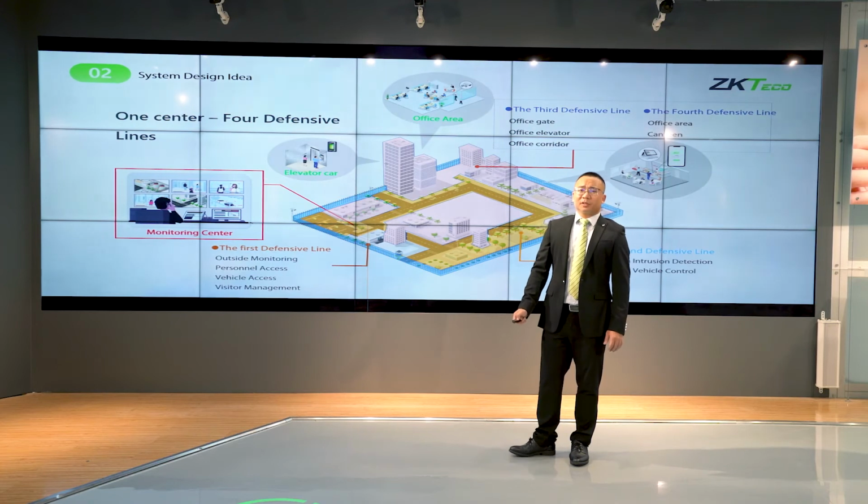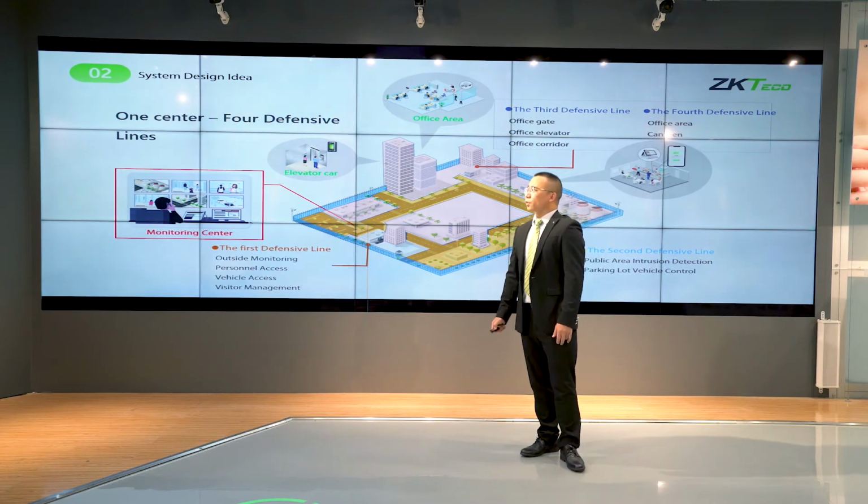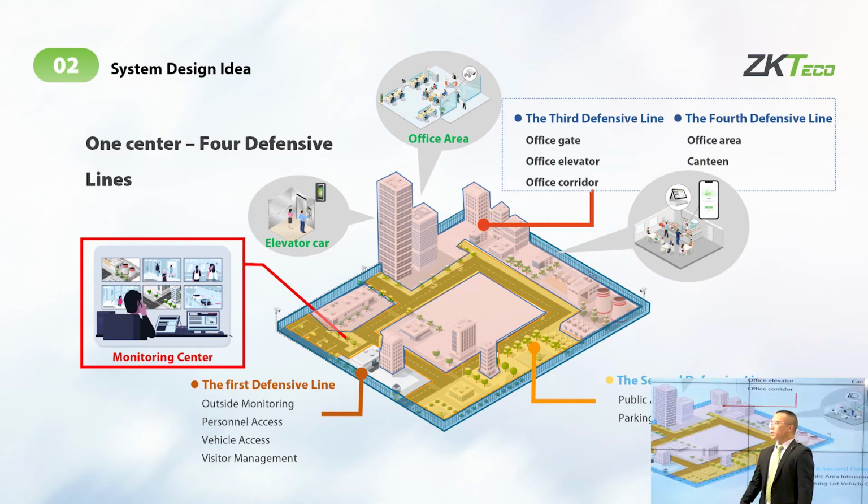About the ZKBio CVSecurity, the design idea is like this. We call it one center, four defense lines. First line, for the gate, for the outside monitoring, for people's access control, and for the visitor management, and also for vehicle access for the first defense line.